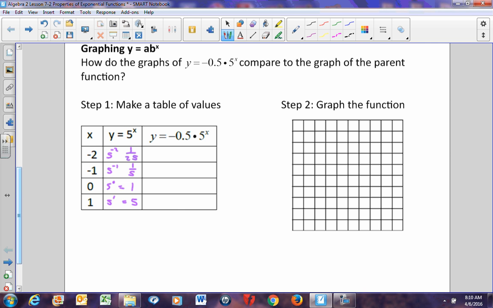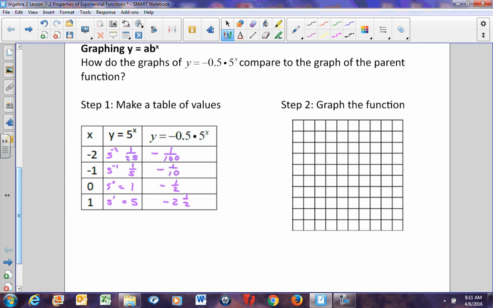Okay? If we multiply 5 to the x power by negative 0.5, in other words, you're dividing it by 2, you're basically dividing it by negative 2. 1/25 becomes negative 1/100, because if I multiply 25 by 0.5, I get negative 1/100. If I multiply 5 by 0.5, I'm going to get negative 1/10. If I multiply 1 by 0.5, I get negative 1/2. If I multiply 5 by negative 0.5, I get negative 2.5.